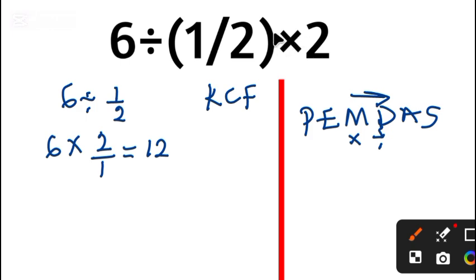Remember, we still have multiplication and we still have 2 here. So we multiply it by 2. And then 12 times 2 will give us 24. So the correct answer to this equation is just 24.